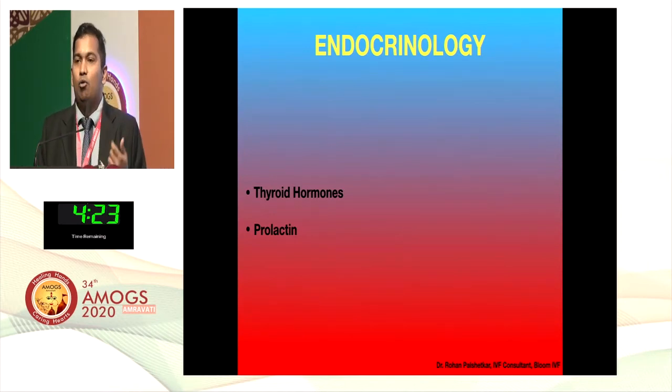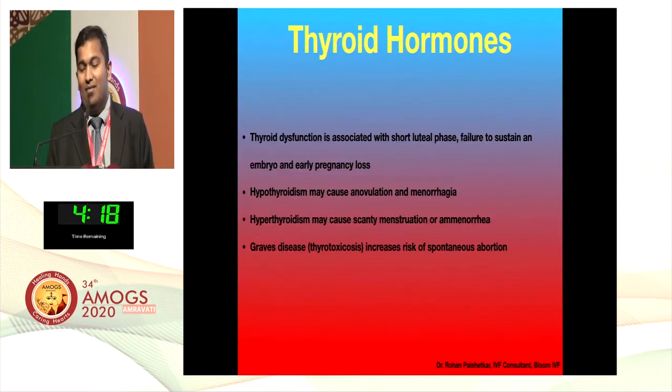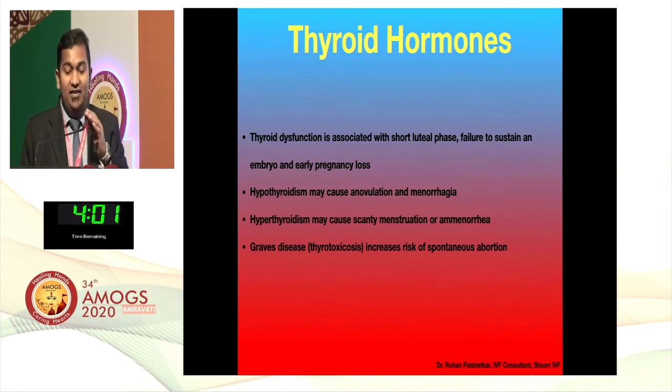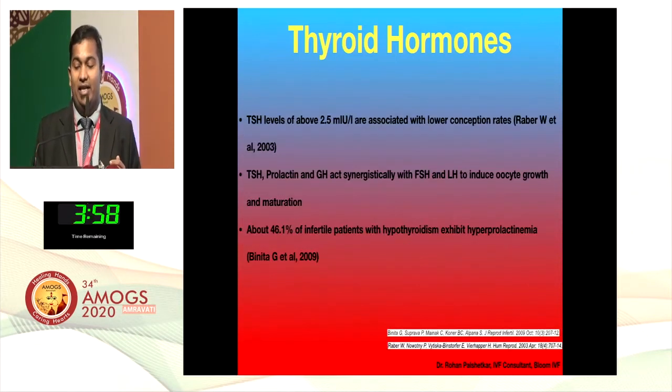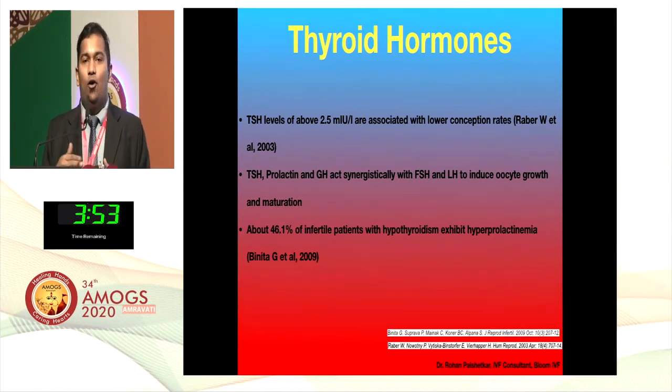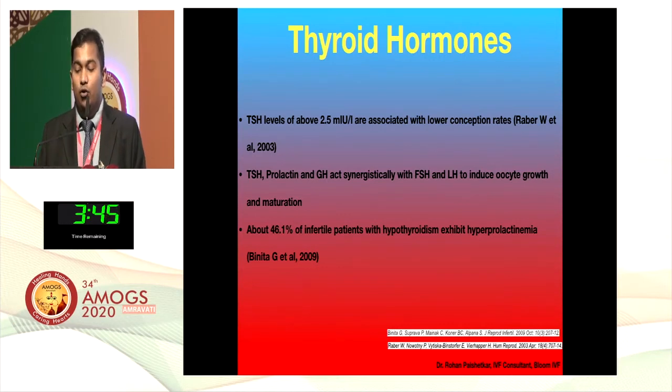Now coming to endocrinology. We're looking at the thyroid hormones and prolactin as one of the main factors when we're thinking of infertile patients. So let's talk about thyroid dysfunction. It's generally associated with a luteal phase defect, a failure to sustain an embryo, and early pregnancy loss. Hypothyroidism can cause anovulation and menorrhagia, and it can even cause oligomenorrhea. Graves' disease has an increased risk of spontaneous abortion. So when we're looking at thyroid hormones, we're generally looking at a TSH value of 2.5 or less. TSH, prolactin, and GH generally act synergistically with FSH to induce oocyte growth.